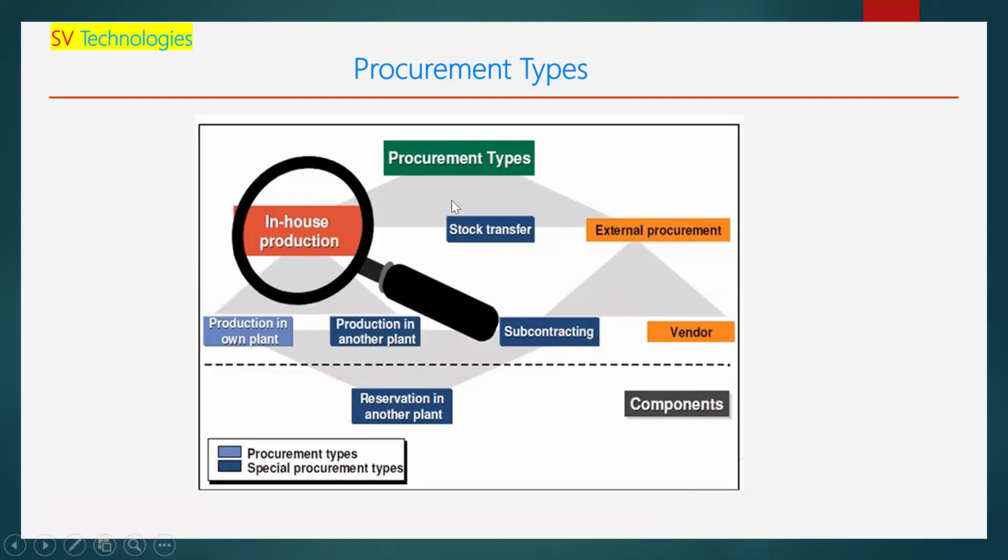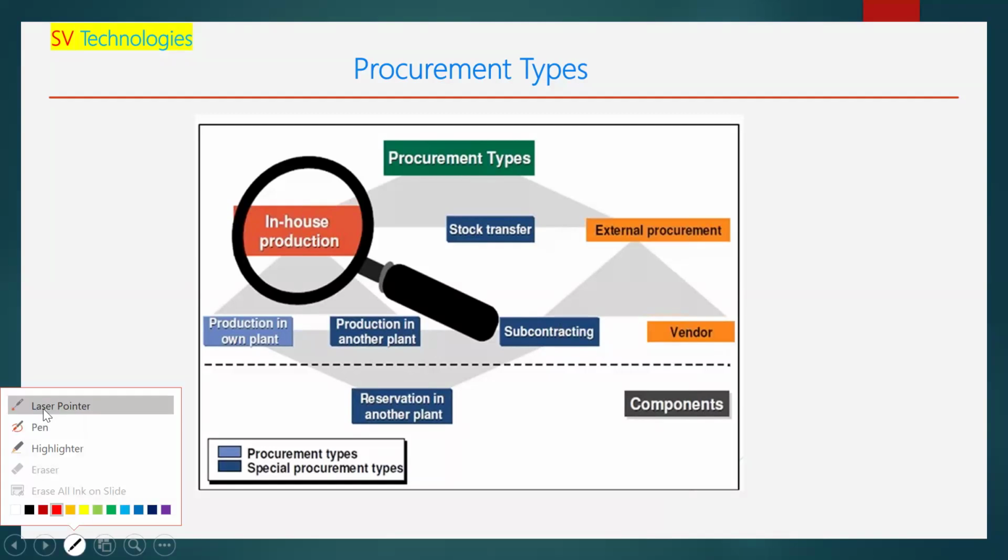Those are stock transfer, production in other plant, subcontracting, like this. So these are the different procurement processes. This is related to production in another plant and subcontracting. Subcontracting is purely related to MM, but here, our involvement will also be there to create the subcontracting bill of material.